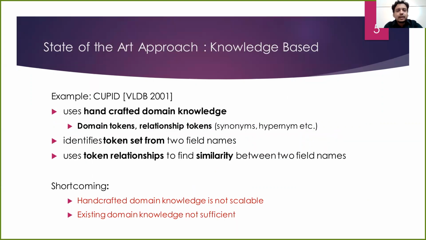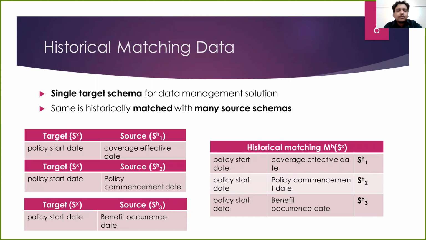Among two different state-of-the-art approaches, the first type applies KG to solve the problem. The solution named Cupid extracts tokens from column names and applies token relations between field names using handcrafted domain knowledge. And here lies the shortcoming of this approach: the handcrafted domain knowledge used is not scalable and existing domain information is not sufficient. Apart from schemas and KG, there can also be some historical matching data, containing matching between a single target schema and many other historically matched source schemas, typically available as evidence for matching. All those evidences can be reused for matching a new source schema called the test source schema.